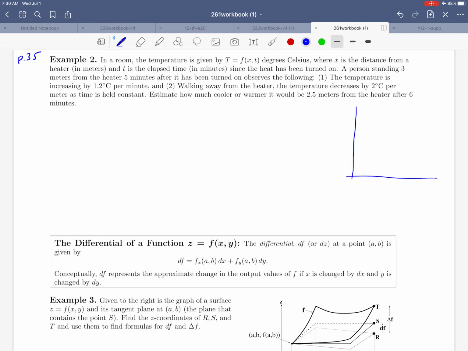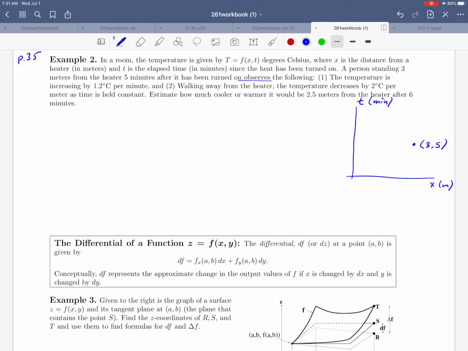Before we read farther here, let's start drawing a picture just to help us visualize the situation. We've got two input variables: x, the distance away from the heater, and t, the time in minutes. Can I sneak the units in there? Meters. I'd like to have the units here. That makes it a little easier to think about. So x in meters. Our starting position is 3 meters away from the heater after 5 minutes. On this picture that would be the point (3, 5). That's where we're starting.